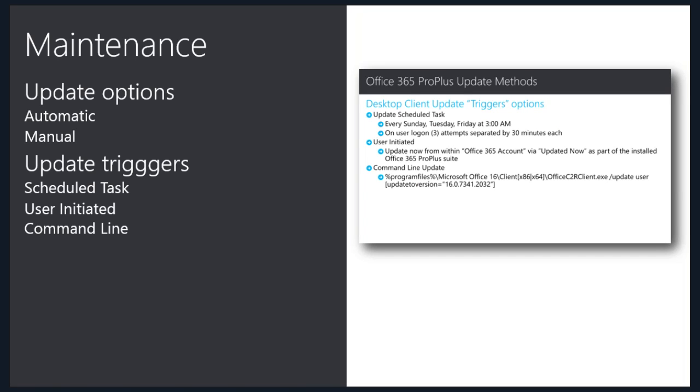Client update triggers. Client update is triggered automatically by a scheduled task. This scheduled task is created by default during the Click-to-Run installation. But users can also trigger the updates from any Office application manually. And finally, you can use the command line tool to manage the updates as well, for integrating with third-party management solutions.